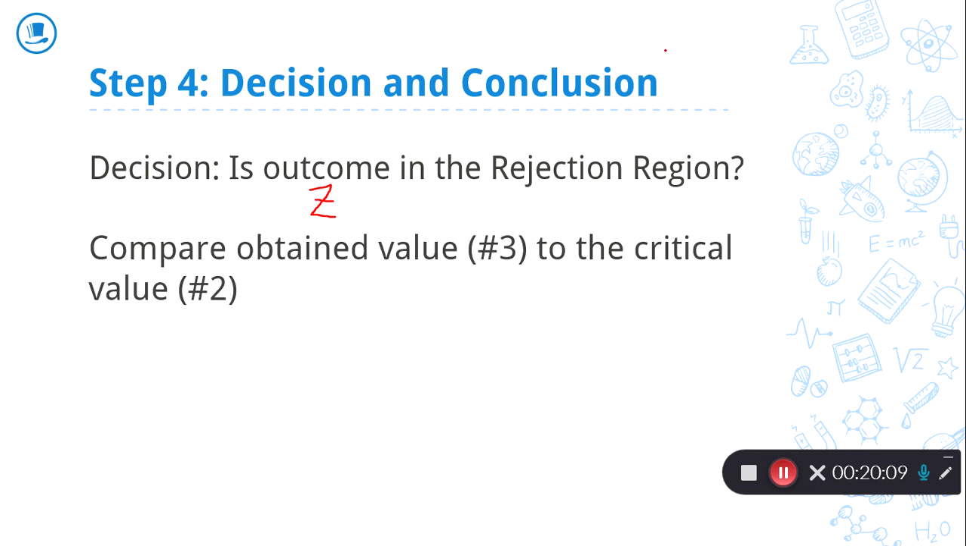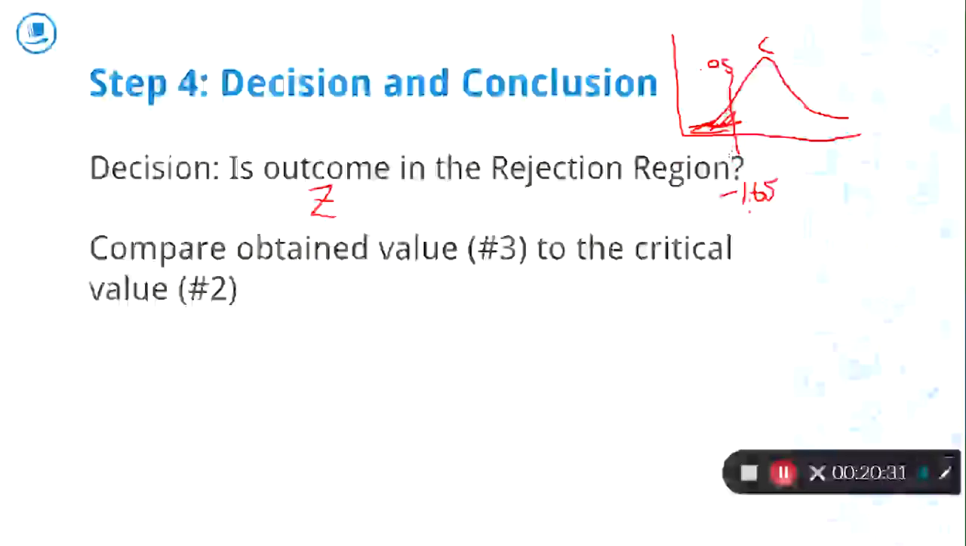So let me come up with a quickie. Here's what we had, something like this: alpha 0.05. And we had a less than in the alternative, so the critical value is negative 1.65. If we get a z-score that is less than or equal to negative 1.65, it's in the rejection region. We can compare the obtained value of z, what we get from step 3, to the critical value that we found in step 2.